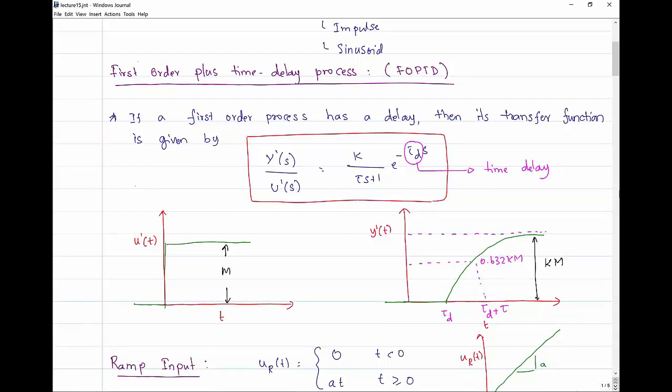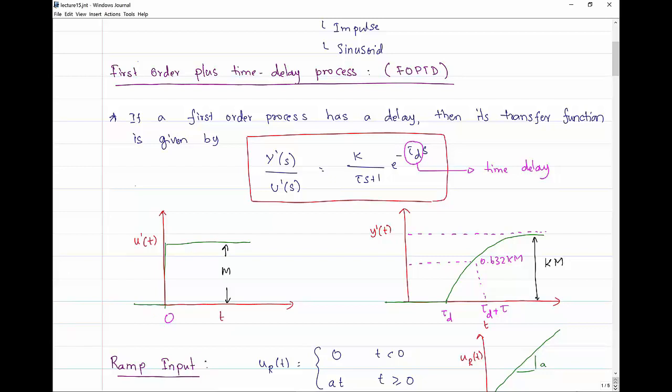We've learned that when a first-order transfer function is subjected to a step input with no delay, the input and the output change simultaneously at the same time. On the other hand, when there is a delay present in the first-order transfer function because of the delay in the process, if your input changes at time 0, the output is not going to change at the same time. Instead, it is going to change at a later time. In this case, because the time delay is tau d, the output will start changing at time tau d.